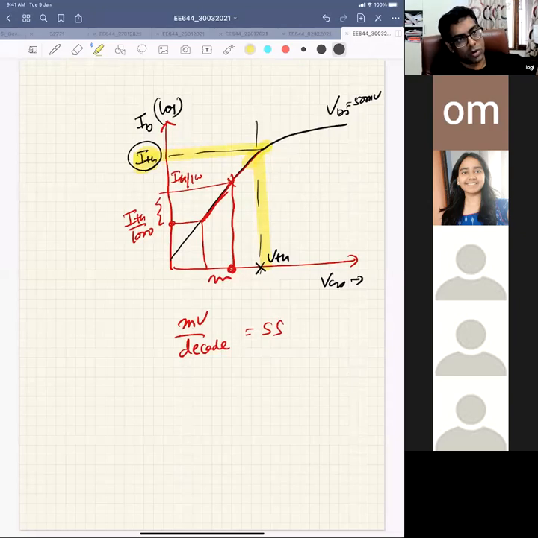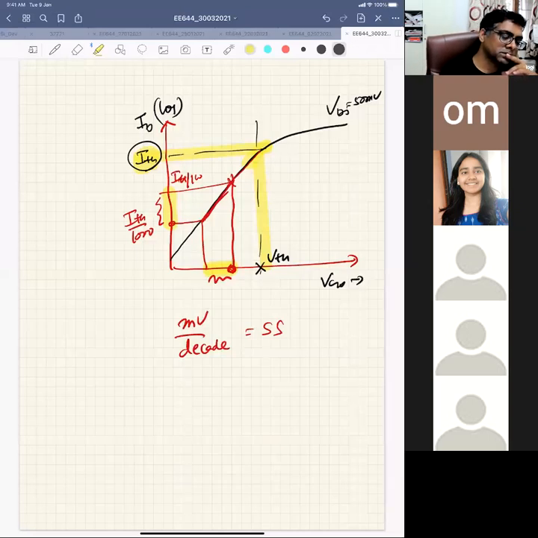So you go 2 decades below, you go 3 decades below, then you take the difference in this voltage, right? This will be your slope, a swing, right? Because your current is already changing by 1 decade, whatever change in voltage you are getting here, that will be your subthreshold swing, right?